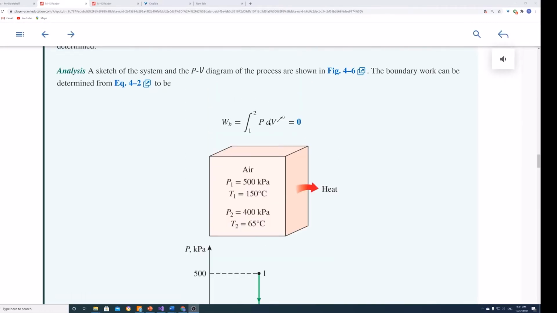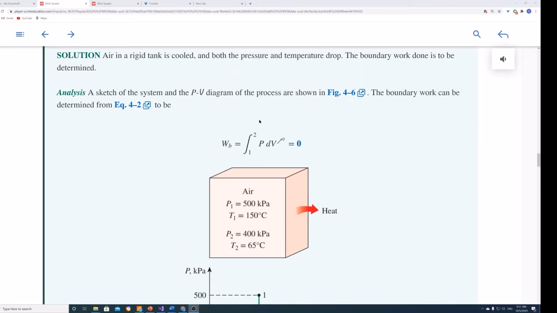And just from the definition, delta V, the volume change, since there's no change in volume, this is essentially going to be zero, right? And so what they're saying is that there's no boundary work, which kind of makes sense. In this case there's really no work being done. It's just that heat is leaving, right? So that's it. That's that one.